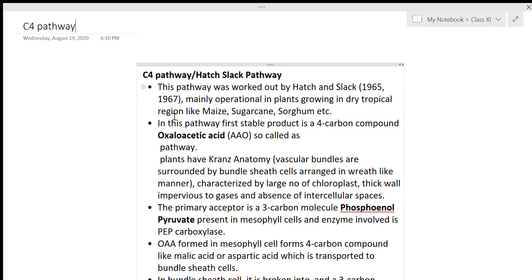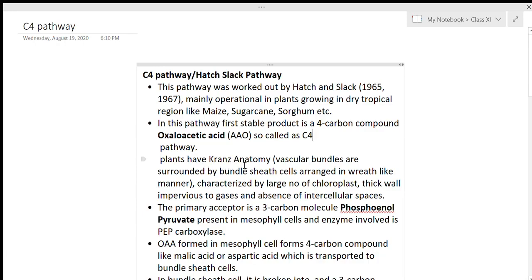Examples are maize, sugarcane, sorghum. And why is this pathway known as the C4 pathway? Because in this pathway, the first stable product is a 4 carbon compound, and the name of this compound is oxaloacetic acid. So it is called the C4 pathway because the stable compound formed has 4 carbon atoms. This pathway takes place in C4 plants, and these plants have Kranz anatomy.